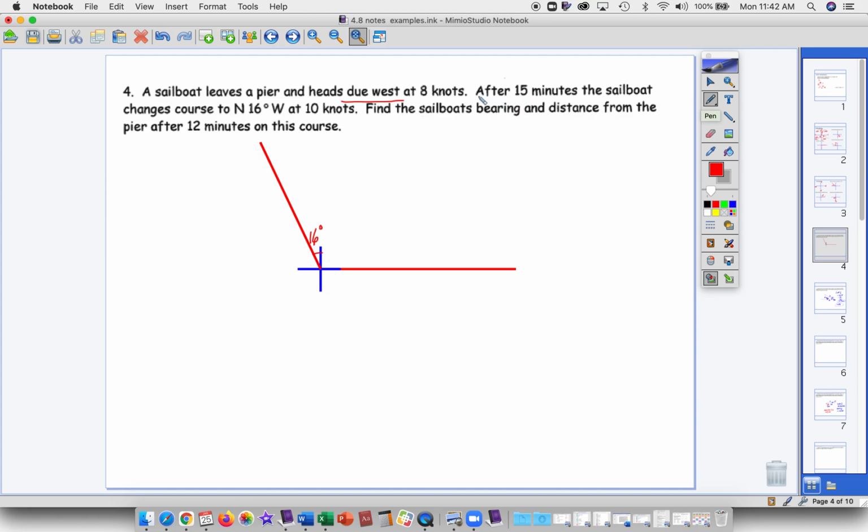Okay, so let's see about our lengths here. So we're going at 8 knots. After 15 minutes, that's a quarter of an hour. So a quarter of 8 knots, this is 2 knots.